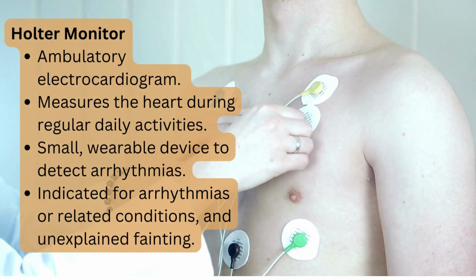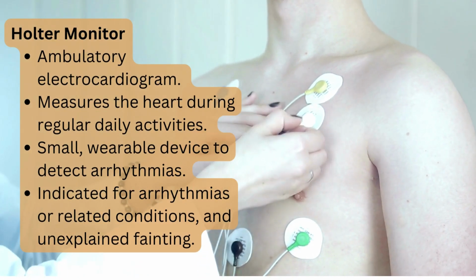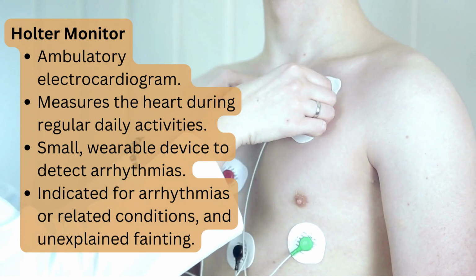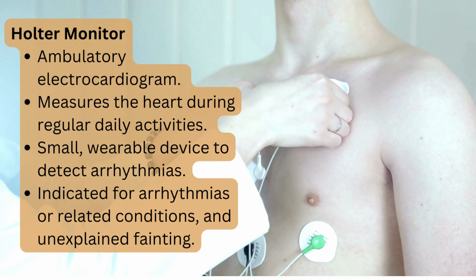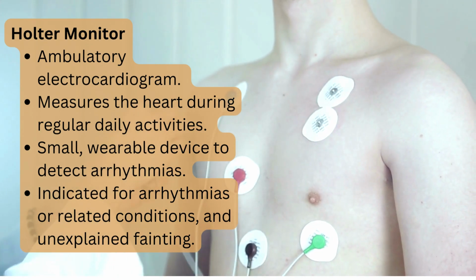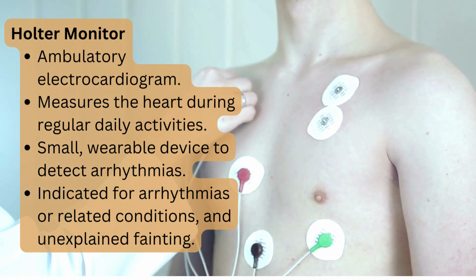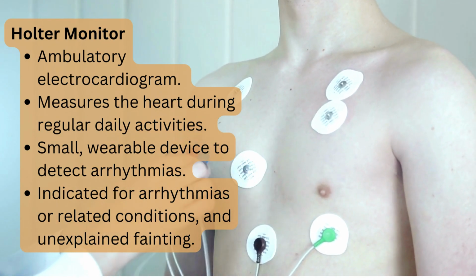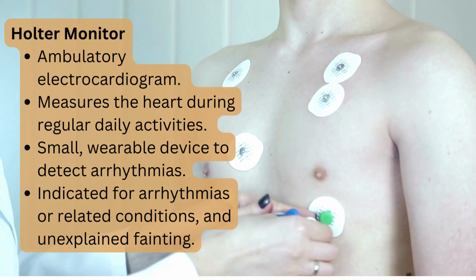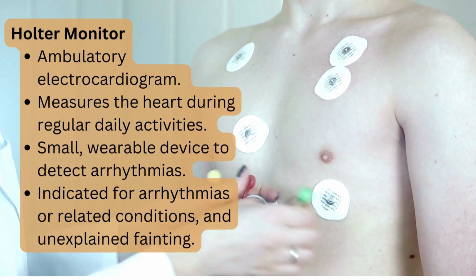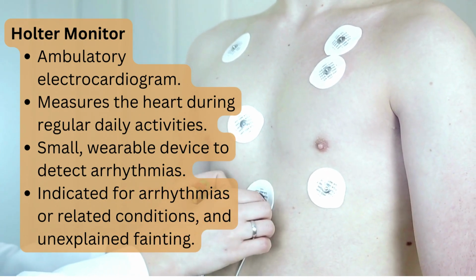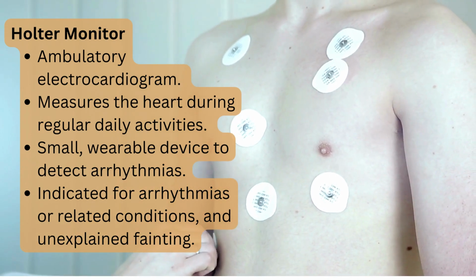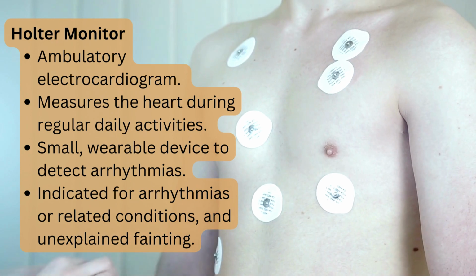Holter monitor. The ambulatory electrocardiogram or a Holter monitor test measures the electrical activity of your heart while you go about your regular daily activities. A Holter monitor is a small, wearable device that records the heart's rhythm. It's used to detect or determine the risk of irregular heartbeats, which are called arrhythmias. Patients may be recommended Holter monitoring if they experience arrhythmias, any conditions that increase the risk of arrhythmias, or have had episodes of unexplained fainting.